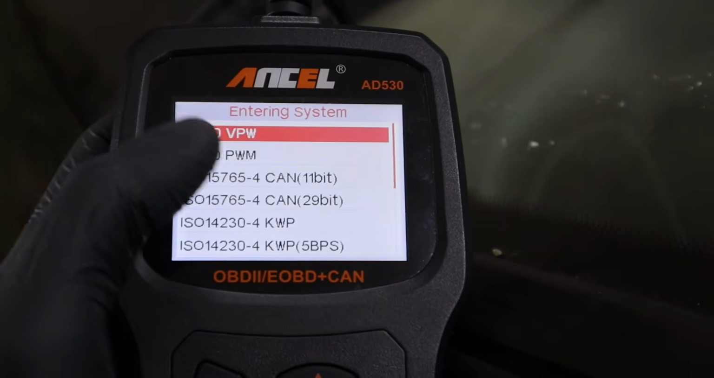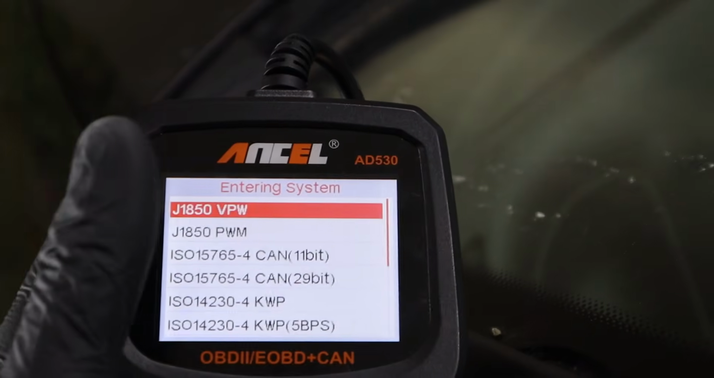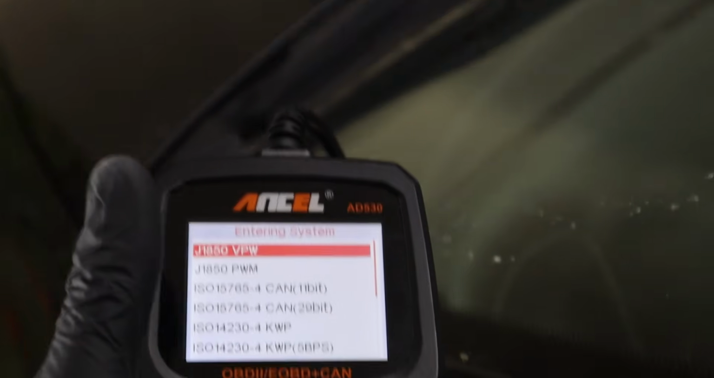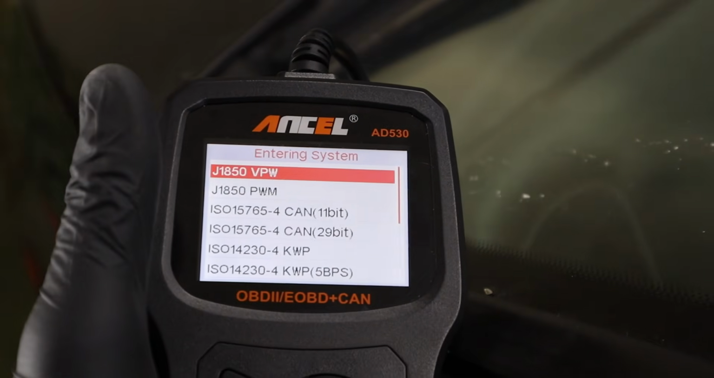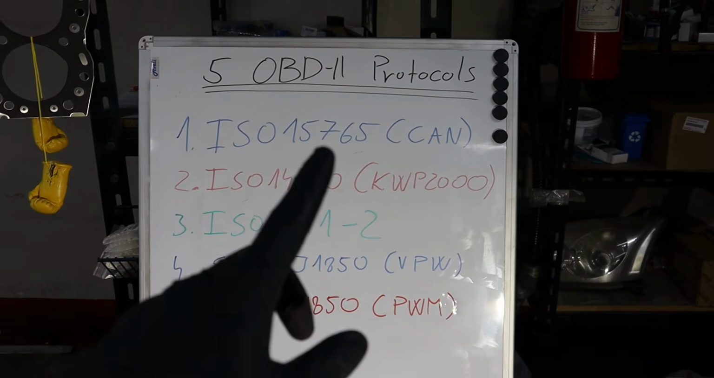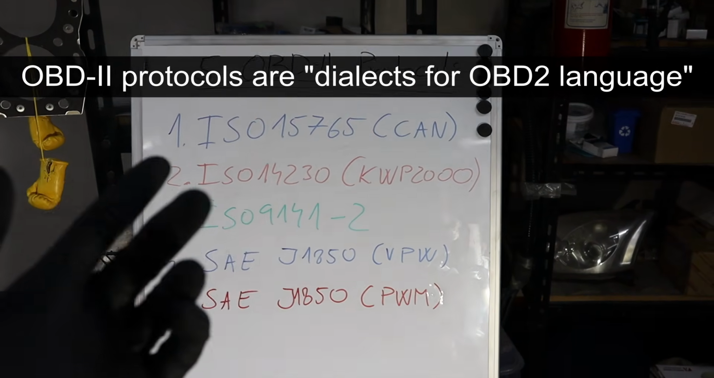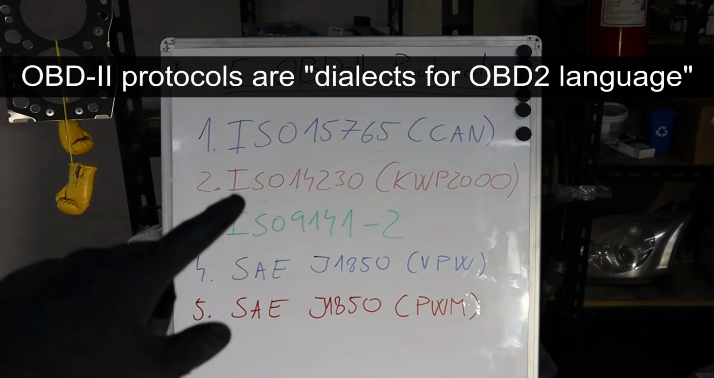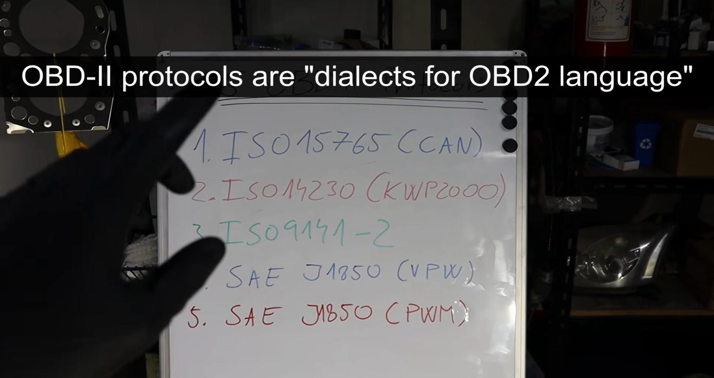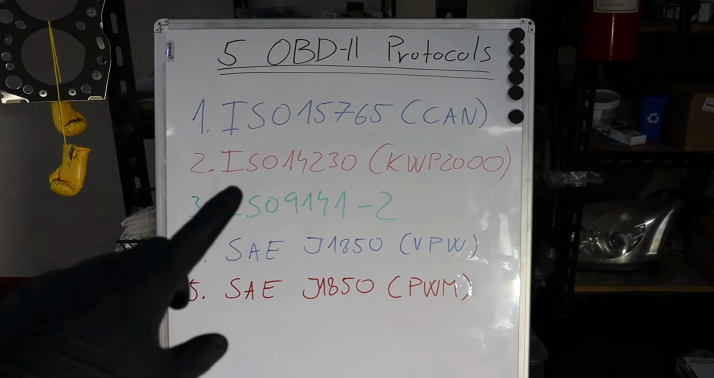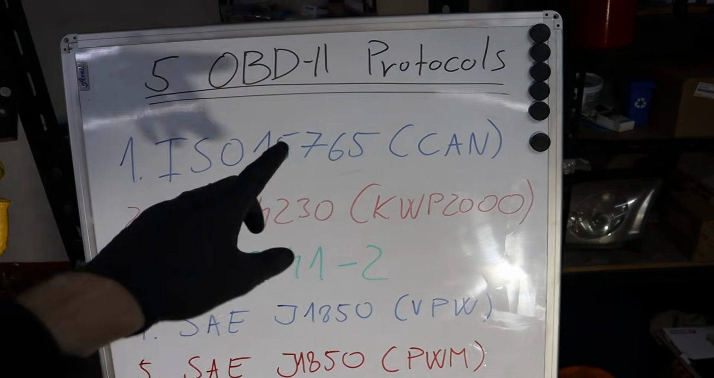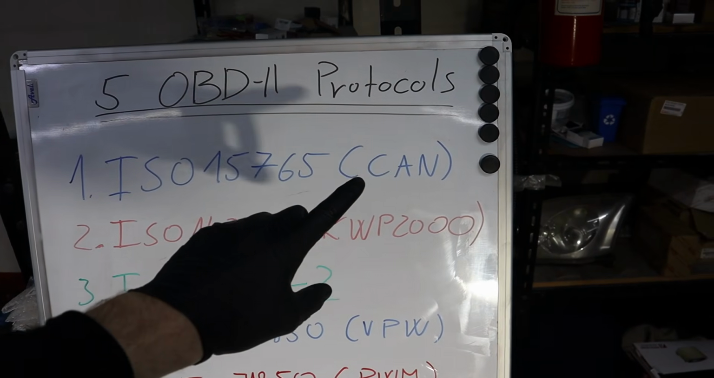So, what are these protocols? Maybe you already read somewhere when you were buying your scanner that it supports 5 OBD protocols. So these are the 5 main OBD2 protocols. You can think of protocols as different dialects of the OBD2 language. There are more protocols than this, but these are the 5 main ones, and every good scanner should support every one of them. The most common one is the first, the CAN bus protocol.